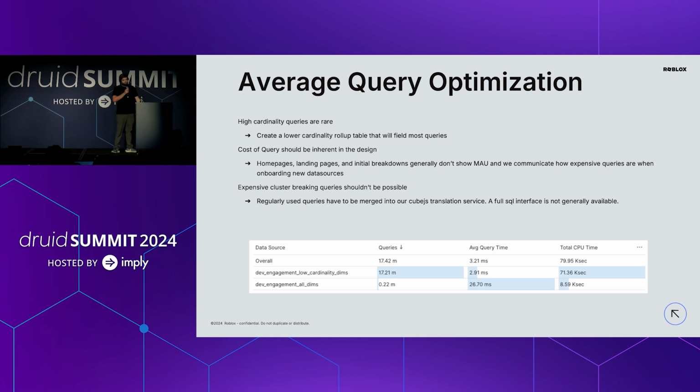And we also lean a lot on prioritization. Big queries, we try and downgrade. We reduce their priority. And queries on high cardinality dimensions, like country and locale, we also penalize.